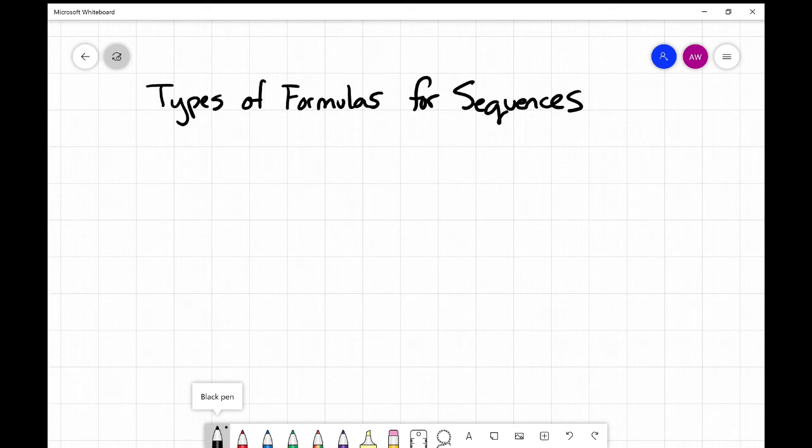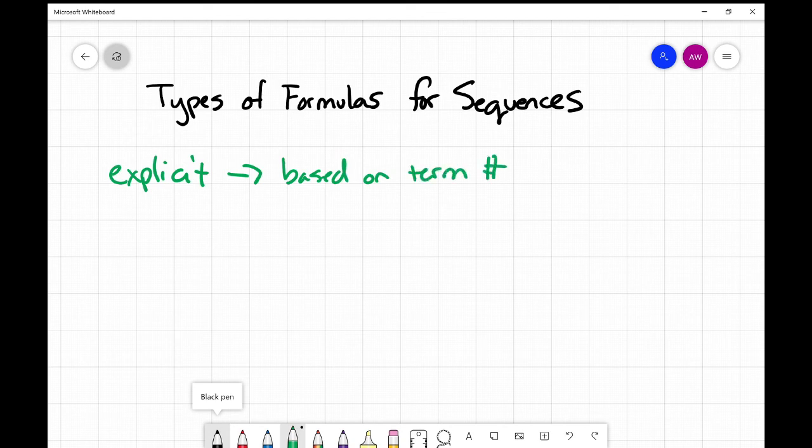All right, so we're going to look at two types of formulas for sequences. The first type is what we call explicit. An explicit formula is based on the term number. The other type is called recursive, and that is based on the previous term.